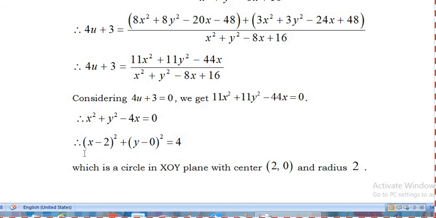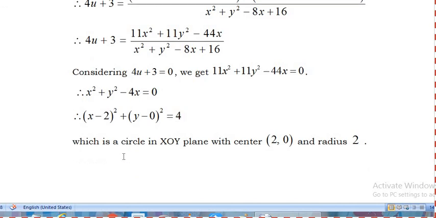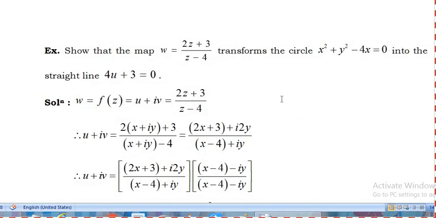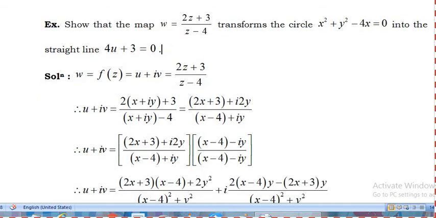That is (x - 2)² + (y - 0)². Already y² is taken care of here, and here we have x² - 4x, but we have written x² - 4x + 4, so let us add 4 on the right hand side also. So this is the equation of a circle in the z plane, with center at x equal to 2, y equal to 0, and radius equal to 2. And finally we got the required result.